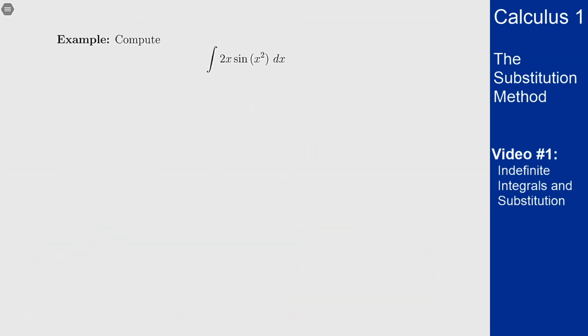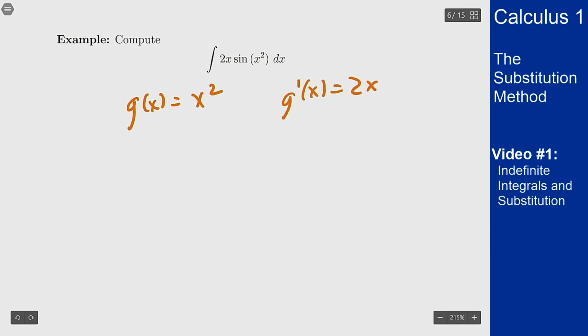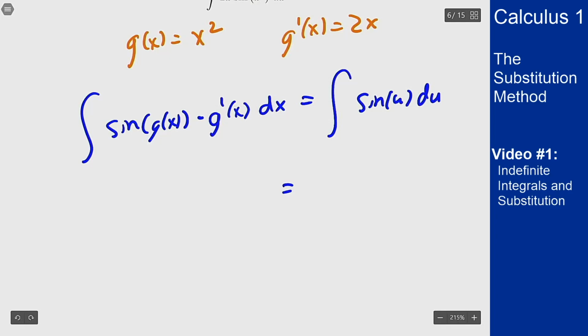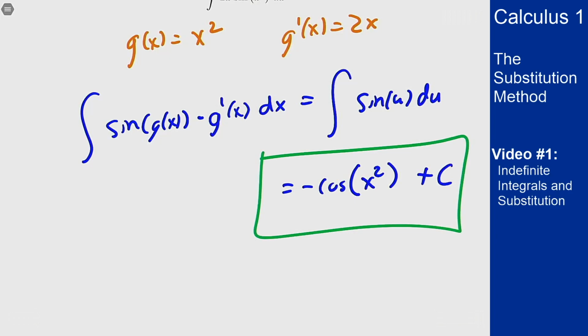So, another example. I want to compute the integral of 2x times sine of x squared dx. Well, here I can see that if I set my g of x to be x squared, then g prime of x is 2x, and I see exactly what I need. What I see is the integral of sine of g of x times g prime of x dx, which then equals the integral of sine of u du by my setup, which gives me minus cosine, plugging in my g of x for the answer there. So that's the basic idea of the substitution method and how it works for evaluating simple types of indefinite integrals like this.